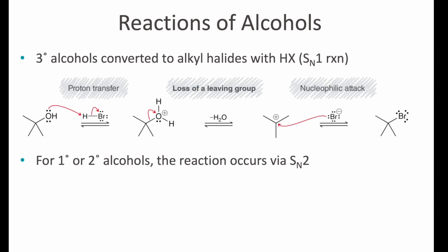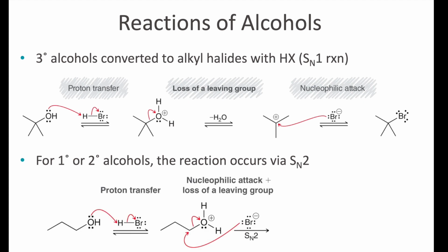And if you have primary or secondary alcohols, that's not going to work because the carbocation resulting from the loss of the leaving group is too unstable. The reaction actually can occur via SN2 instead. So again, here we start with a proton transfer followed by the direct SN2 attack of that bromide anion, giving you your alkyl halide. So that's how you would make an alkyl bromide, really. The best way to make an alkyl chloride, you would need something else.